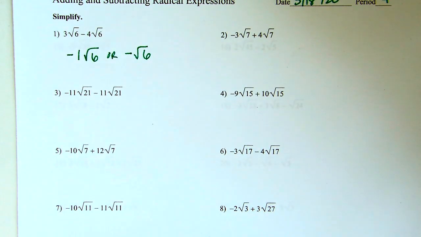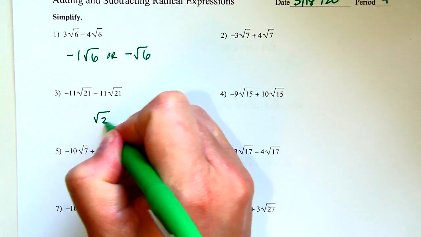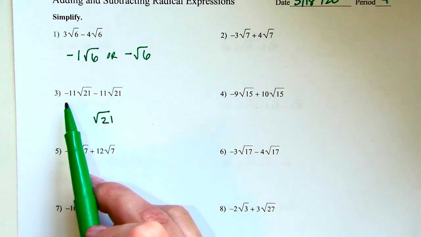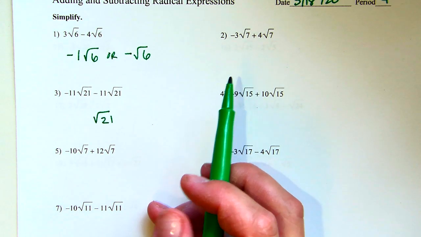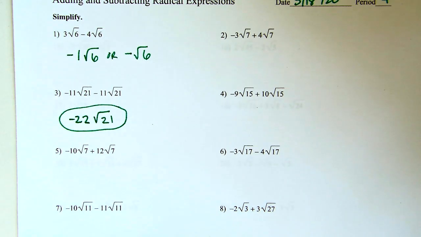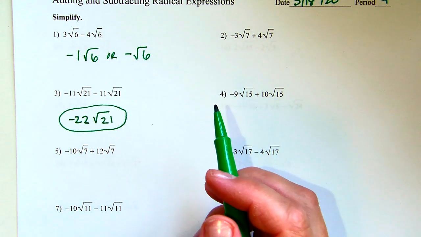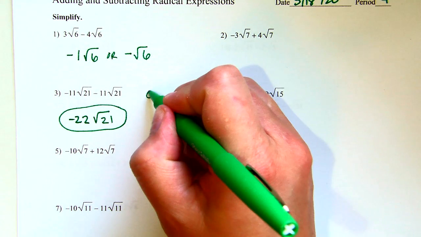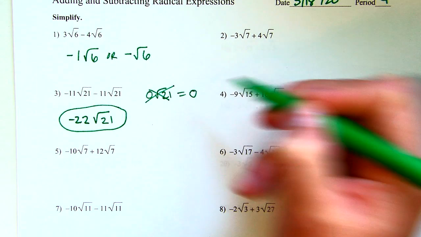Next, number 3. I have root 21 and root 21, so I'm going to keep that root 21. And now I have negative 11 minus 11. Now negative 11 minus 11 is going to give us negative 22. So our answer is negative 22 root 21. Now, if for any reason this had said plus 11, we'd get 0. Now 0 root 21, that cannot exist. So when you get that, our answer is simply 0. Okay?